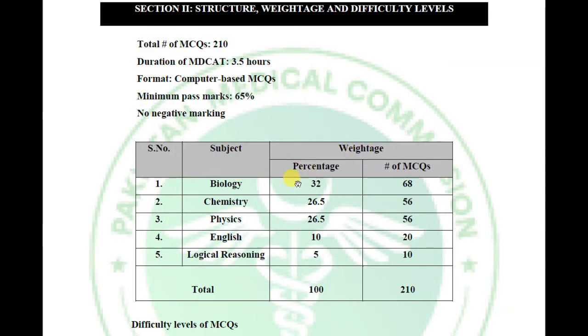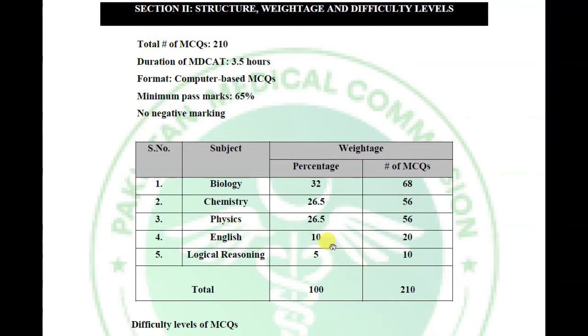Let's come to the weightage. What is meant by weightage and percentage? Weightage is basically the percentage of questions that come for a particular subject in the paper out of 210. Such as biology has 68 MCQs out of 210. So the percentage of questions coming for biology is 32%, while for chemistry and physics it is 26.5%, meaning 56 MCQs each.